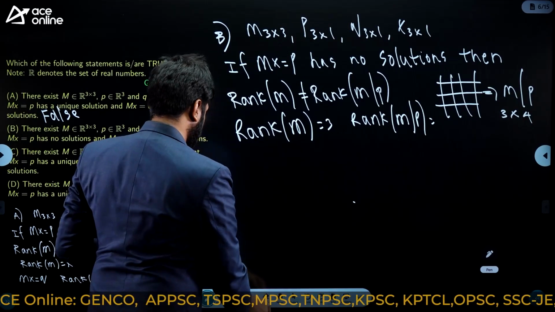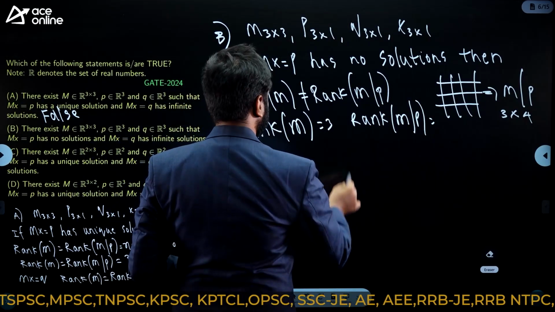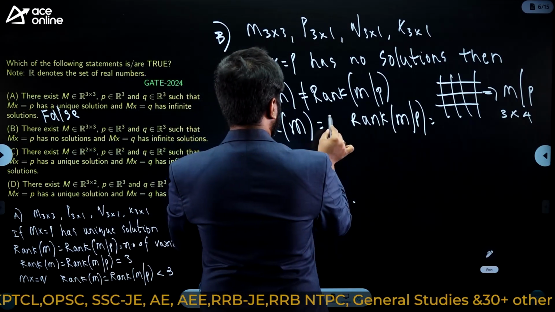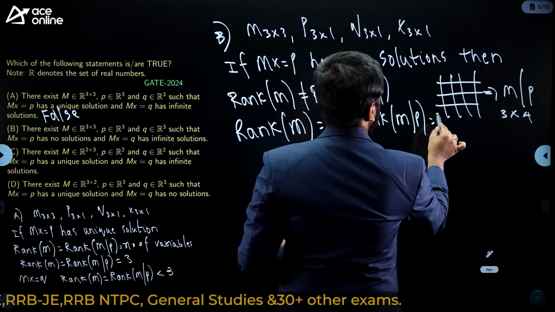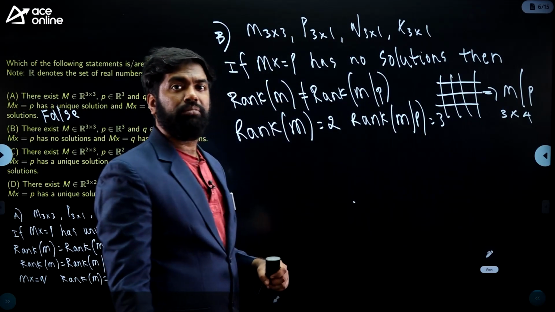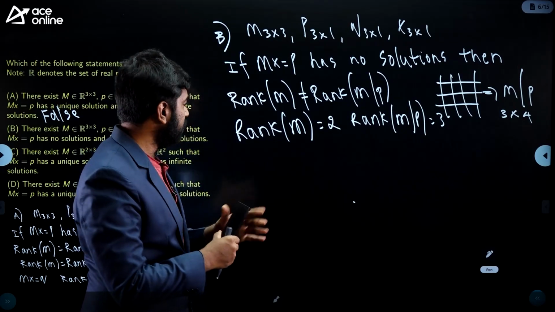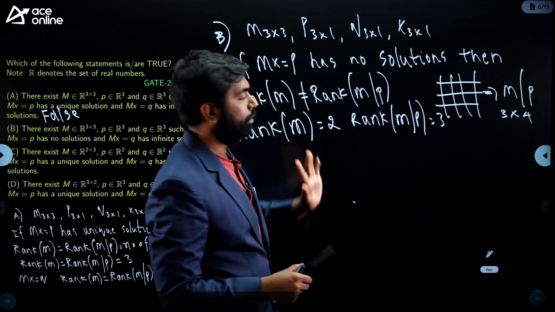So he says no solution. So the no solution can arise here. You have to be a little careful. So can this give you a no solution? Let rank of M be 2, rank of MP let be 3. Is it possible? Yes, it is possible. It is possible to create such matrices. Rank of M is 2, rank of MP is 3. That means it has no solution.